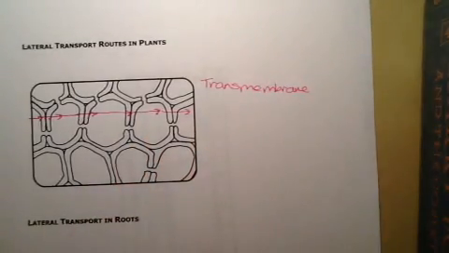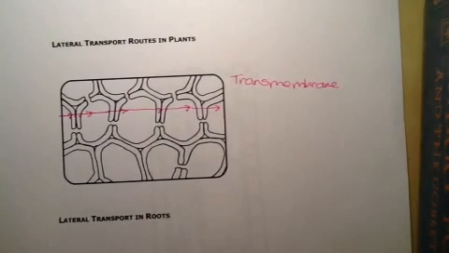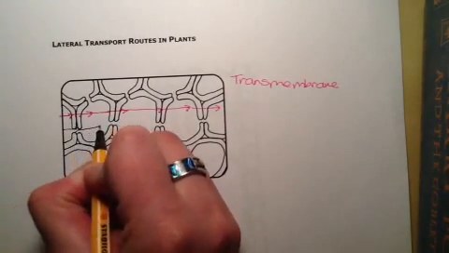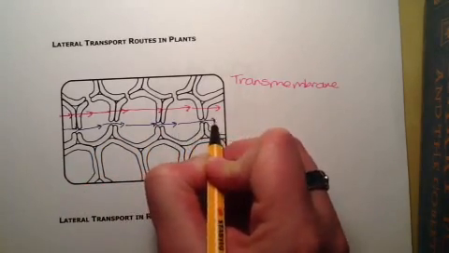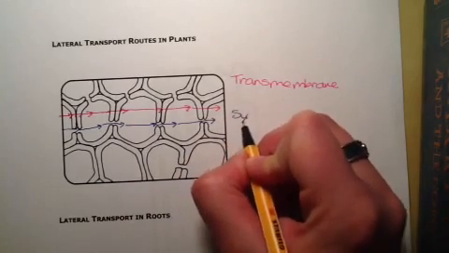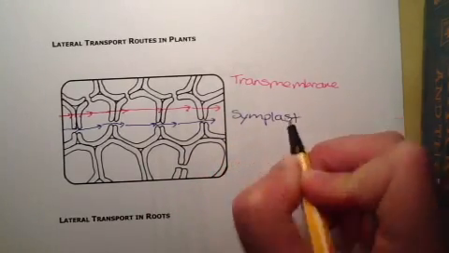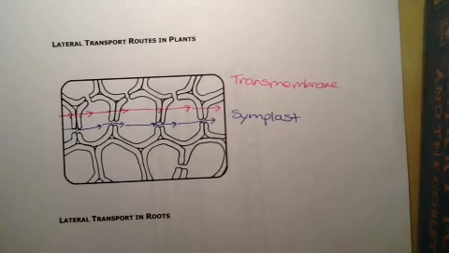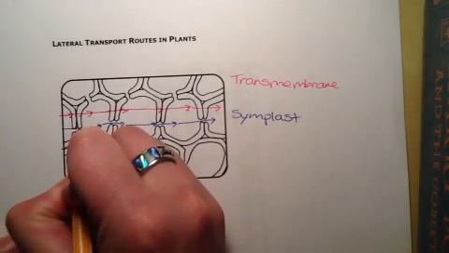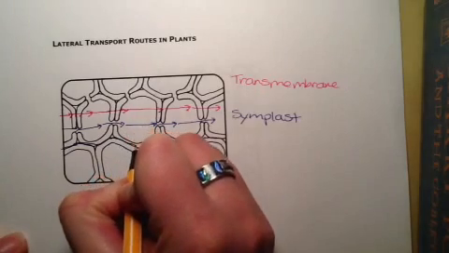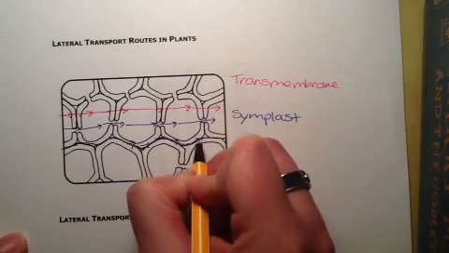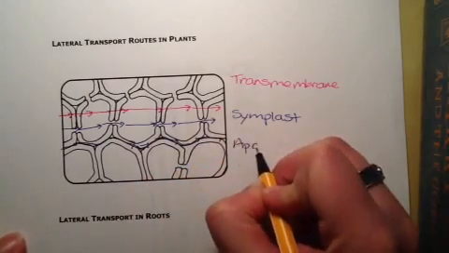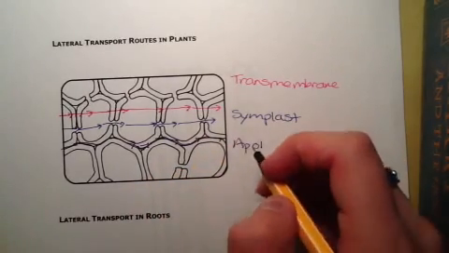Another way is what we call the symplast route. This one uses tiny holes, much simpler and much faster. Those tiny holes, if you remember, are called plasmodesmata. I always think of it as the simplest route. The last way is to transport in between the cell walls. It's kind of hard to draw, but it goes in between the cell walls and never actually enters a cell. That's called the apoplast route.